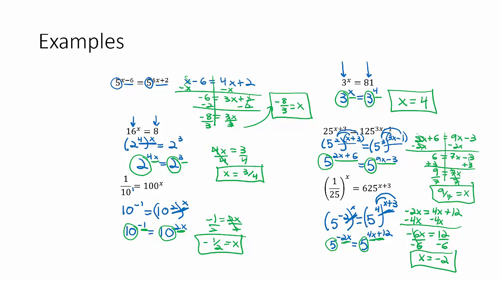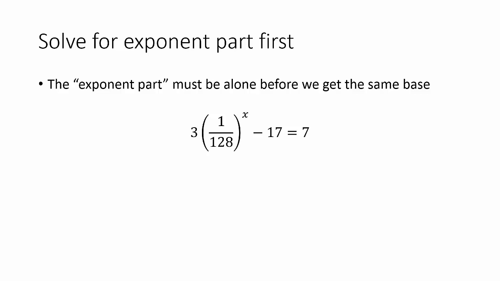So that's the gist behind solving exponential equations, at least as far as we know right now. Get that same base on both sides, and then we can set the exponents equal. One little catch, though, is the exponent part must be alone. We have to solve for the exponent part first. So if I've got a problem like this, here is my exponent part. I have to get that part alone first, which means I have to get rid of the -17 and the 3. And if I think about this, if this was 3a minus 17 equals 7, we know how to solve that. We would add the 17 and divide by 3. Then we'd have the a alone.